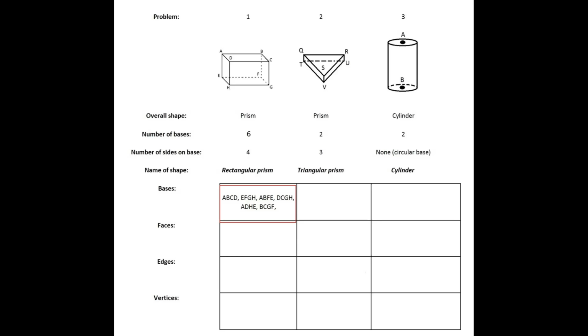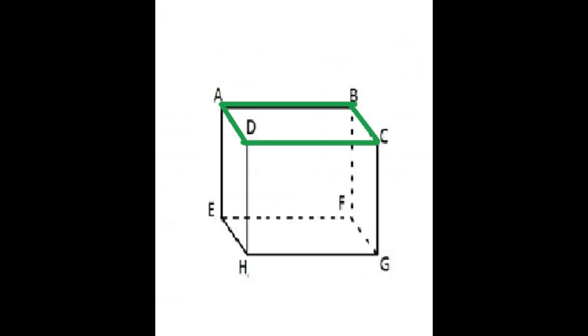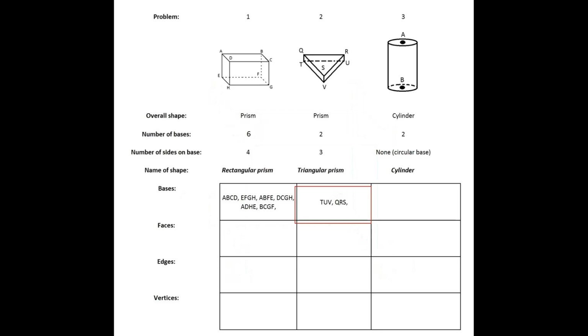Alright, so let's look at our bases. In that first shape, you'll notice that there are 6 bases. And let's take a closer look. We have A, B, C, D. We have E, F, G, H. We have A, B, E, F. We have D, C, G, H. We have A, D, H, E. And B, C, G, F. So those are your 6 bases in that rectangular prism.